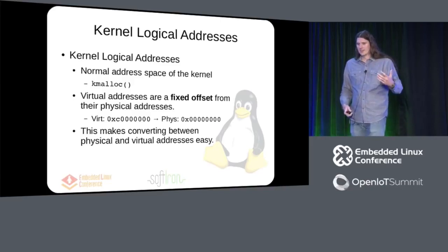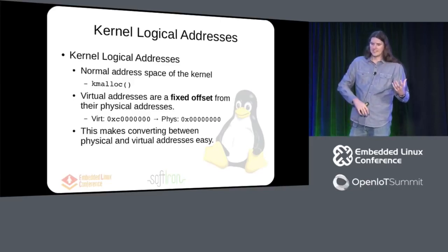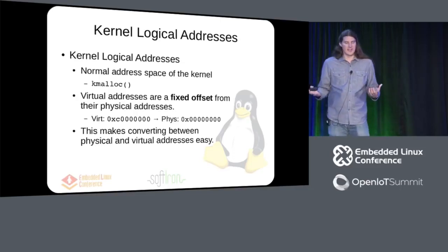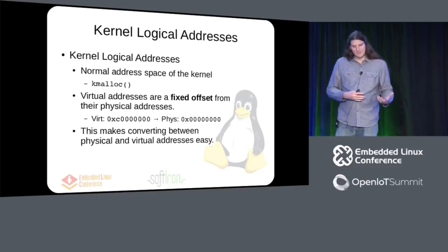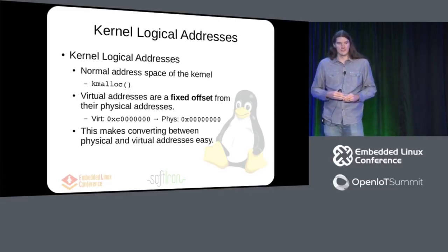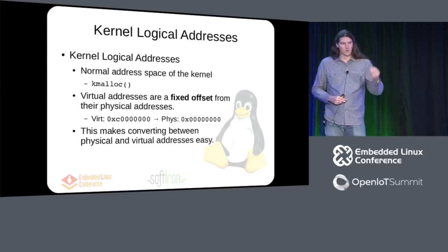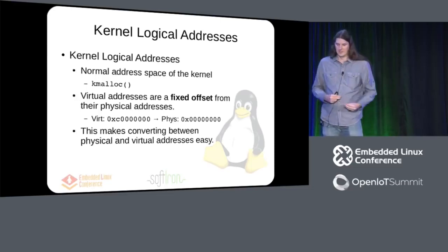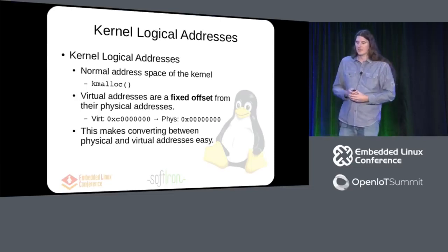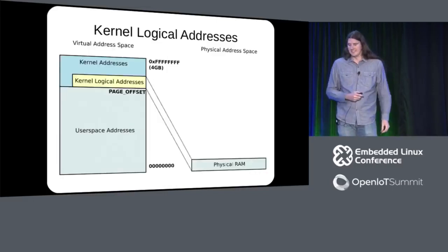With kernel logical addresses, the virtual address is at a fixed offset from the physical address. And they're shifted by exactly the page offset. So if your page offset is 3 gigabytes, that means that the byte at 3 gigabytes in virtual memory corresponds to 0 in physical memory. So this makes converting between physical and virtual addresses easy.